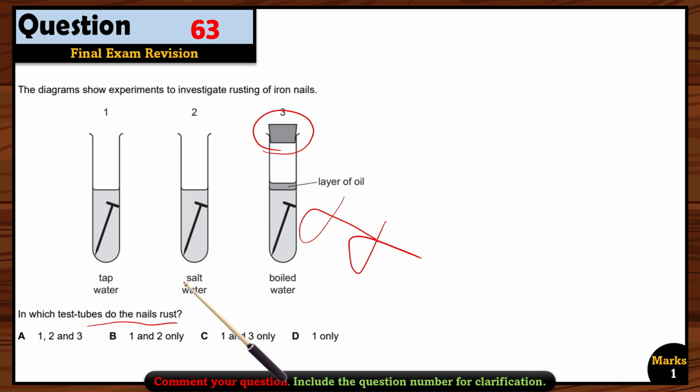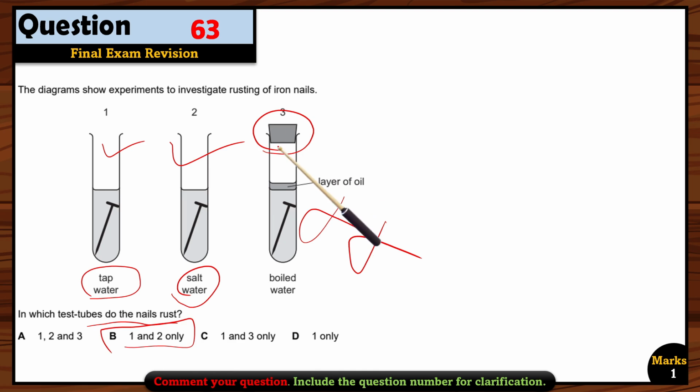But let's see now here. Salt water and tap water. They are using the tap water and also salt water. So the water, of course, and then it is open. So it means they both will do what? They will rust the iron. Why salt water? Because the salt water will speed up this reaction. So that's why salt water and tap water, they both can rust the iron. So that's why option 1 and 2 both are right.